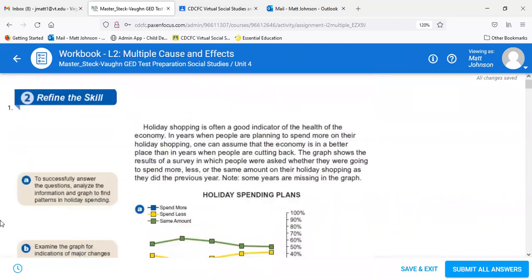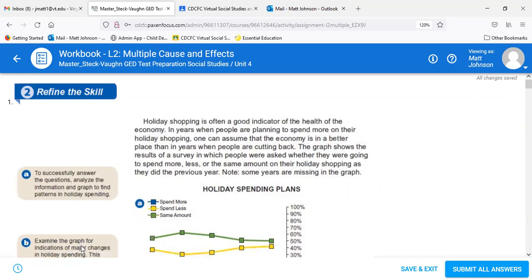Holiday shopping. We just got through our holiday shopping here. Holiday shopping is often a good indicator of the health of the economy. Always at the end of the year, they start talking about how much people are spending for Christmas. So in years when people are planning to spend more on their holiday shopping, one can assume that the economy is in a better place than in years when people are cutting back. The graph shows the results of a survey in which people were asked whether they were going to spend more, less, or the same amount on their holiday shopping as they did the previous year. Note, some years are missing in the graph.